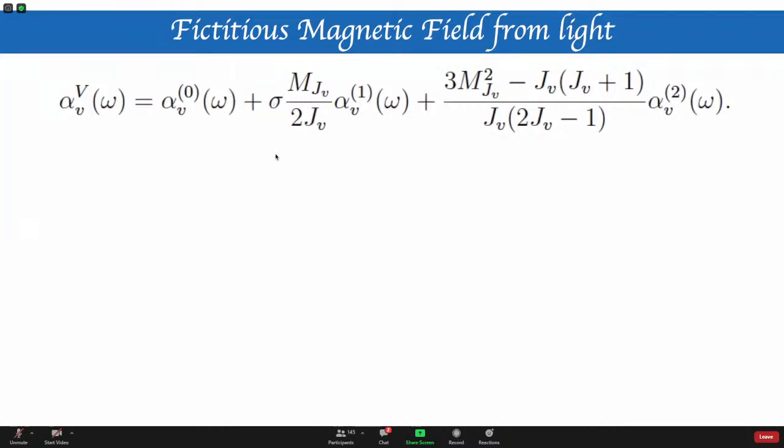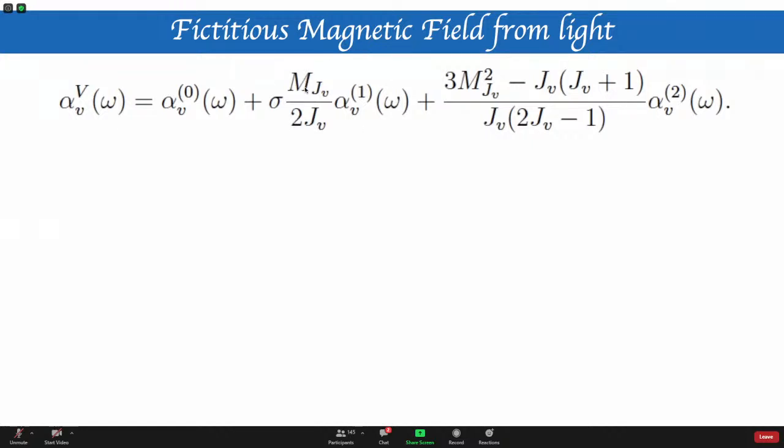So depending upon the polarization of the light we are shining to trap, it will be decided whether we get a contribution from this term or not, whether this term will be zero or non-zero. This term will signify an additional effect compared to linearly polarized light.